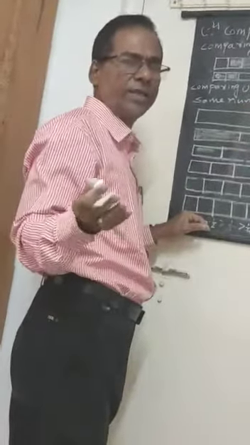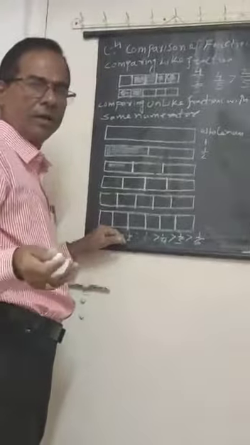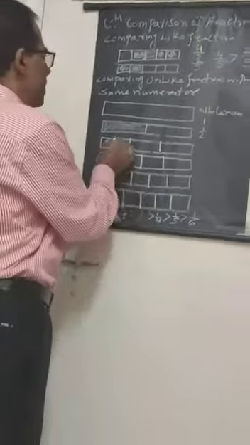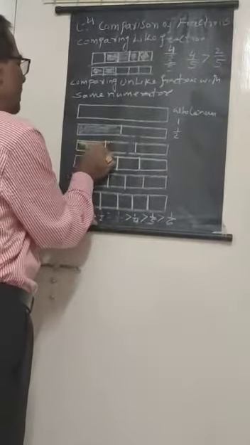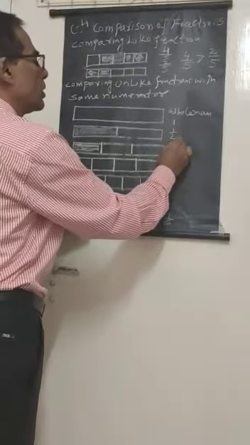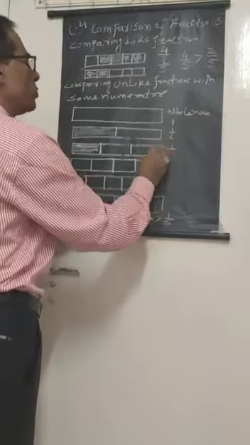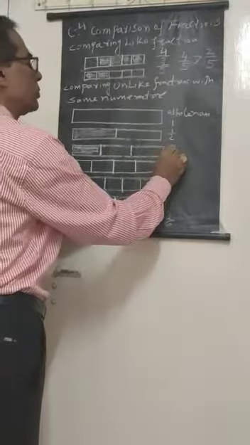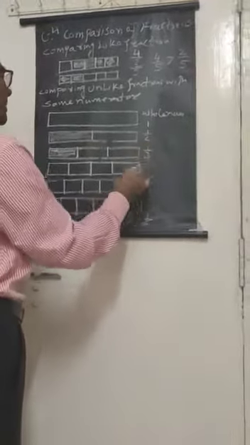This many Cadbury bars are there, but nowadays we are getting cakes and all, coming in trays like this. So here I am shading only 1 part. Then how will you write it? I already taught you, so it is easy for you to write: divided into 3 parts, and 1 part is shaded.